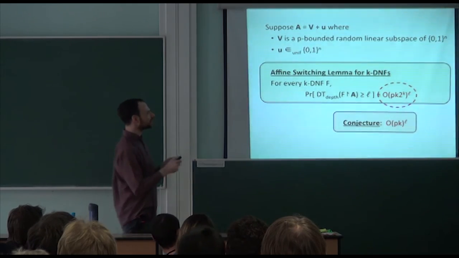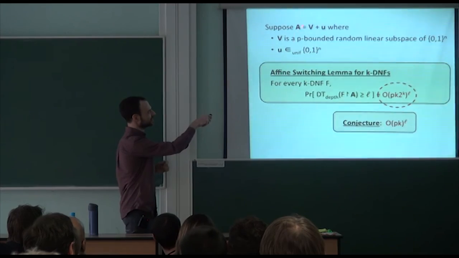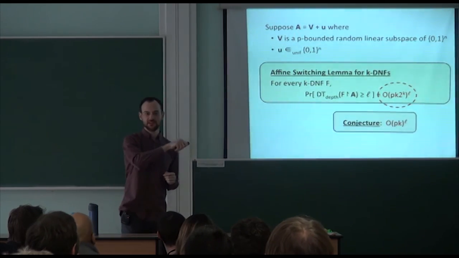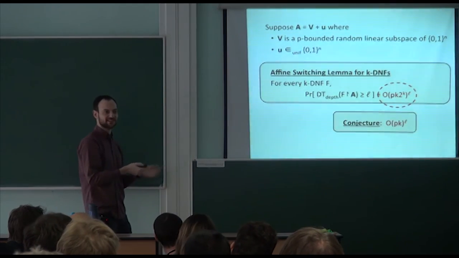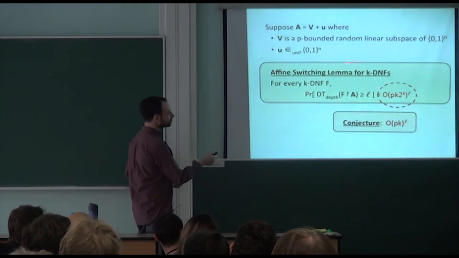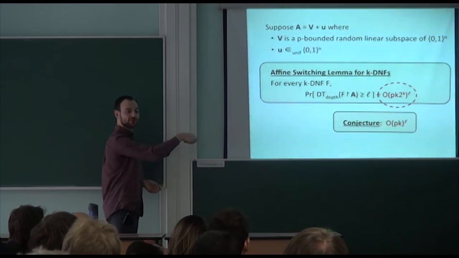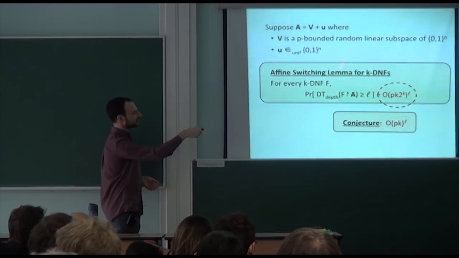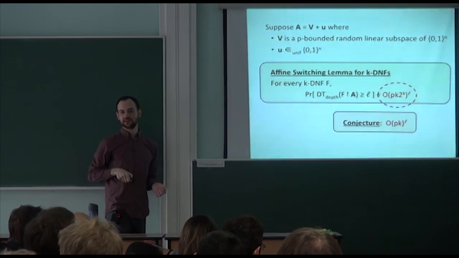Okay. I'll tell you on the board briefly what the distributions are that we consider. But just to mention what the open problem is again: this was our affine switching lemma for k-DNFs, and the proof of it was that you first build a canonical decision tree of F, then hit it with A.